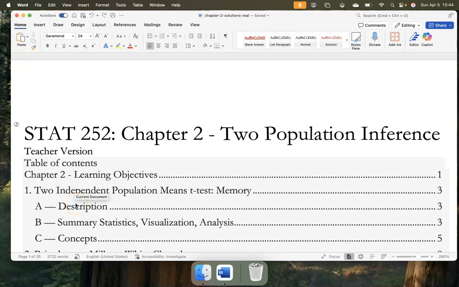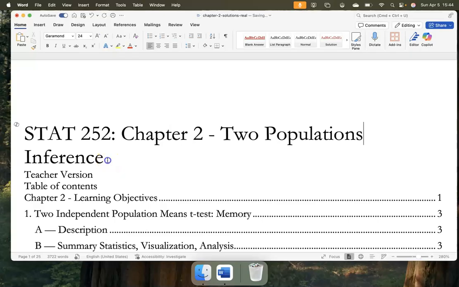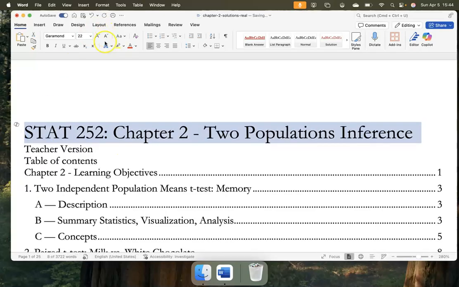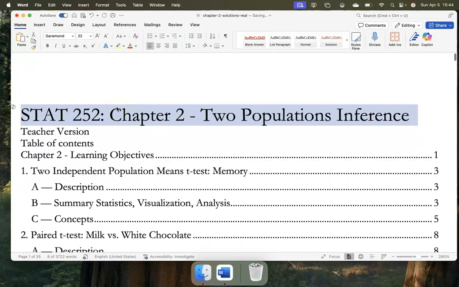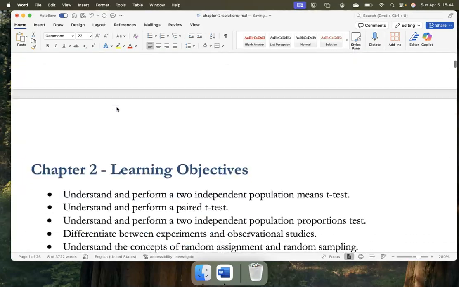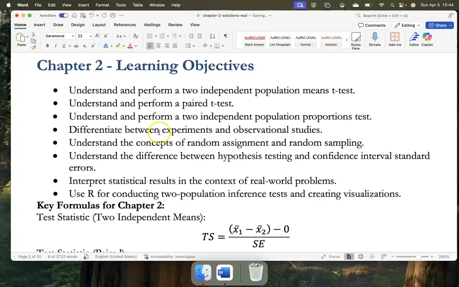All right, so today's lesson is going to be about two population inference. We're going to discuss three different techniques within these next three videos. This one's going to be the two independent population means t-test. The next video is going to be the paired t-test. The next one's going to be the two independent population proportions test.